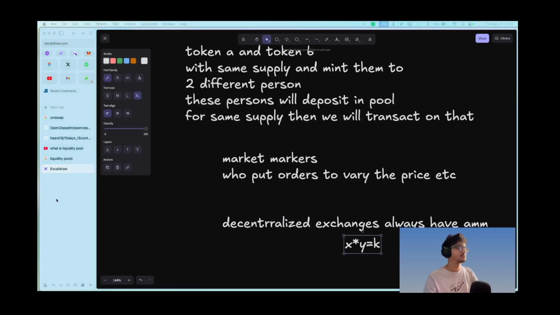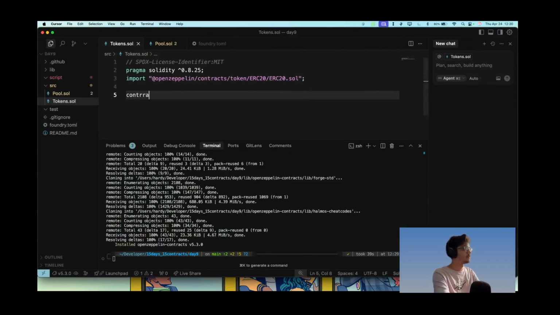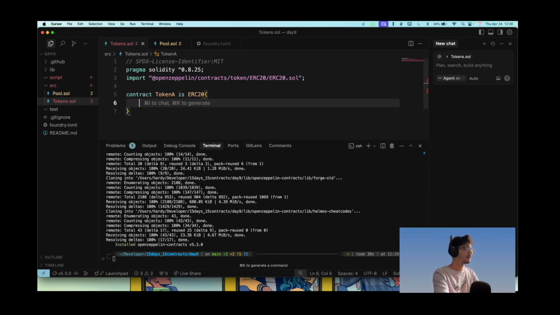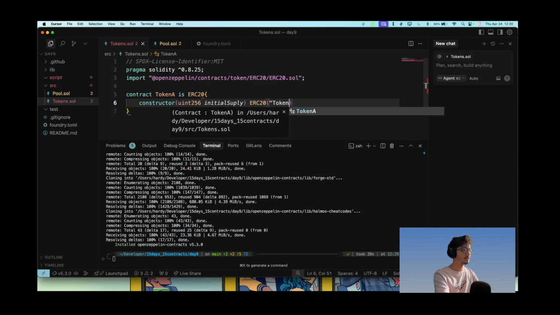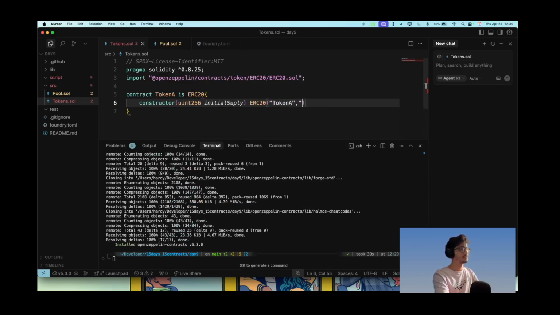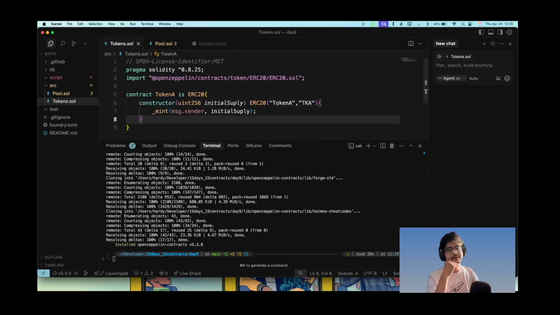Okay, so let's write, we need two contracts here. Contract TokenA is ERC20. Okay, and let's give it the constructor it needs. We need an initial supply here, uint256 initialSupply, and then we need an ERC20 constructor with name TokenA and symbol TKA. Okay, and we mint the supply to the caller.